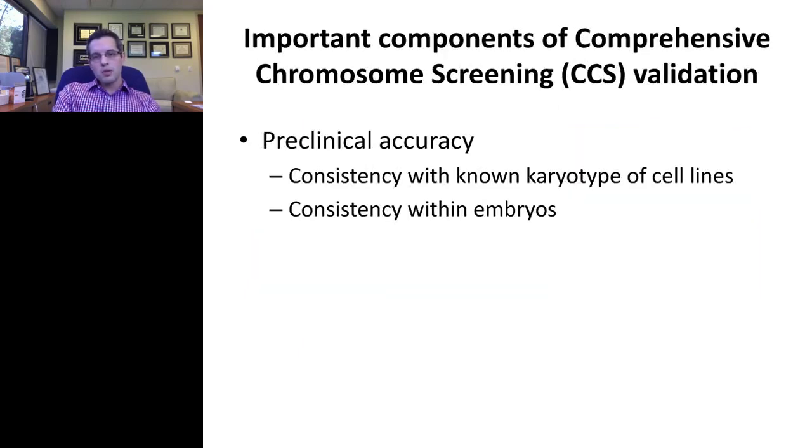Now, I mentioned some of the limitations of fluorescence in situ hybridization, and one of them was that there really was no good validation prior to routine clinical implementation. So we've spent a lot of time really validating this particular type of screening before routine clinical application, and we refer to it as comprehensive chromosome screening, or CCS. One of the first things we did was to look at the preclinical accuracy, and that involved looking at consistency within cell lines which had previously well-characterized karyotypes, as well as consistency within embryos.